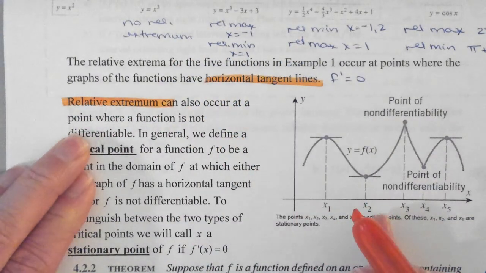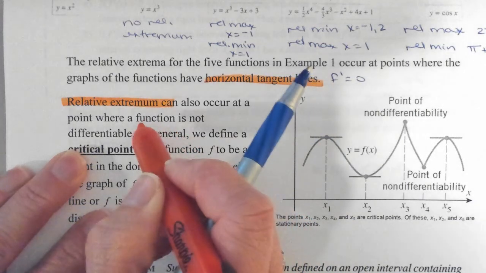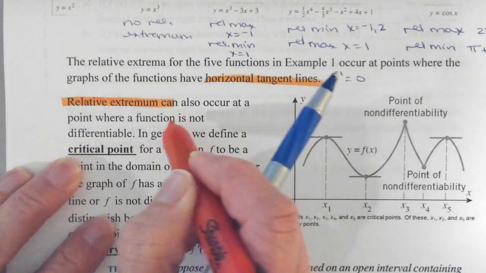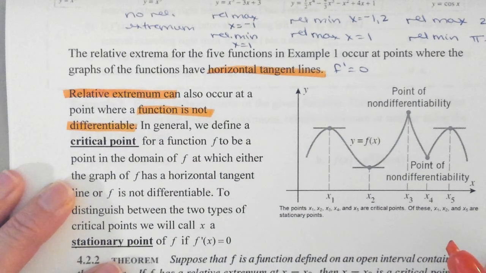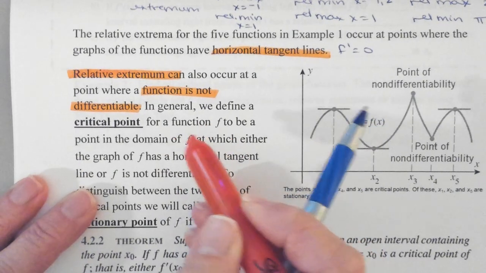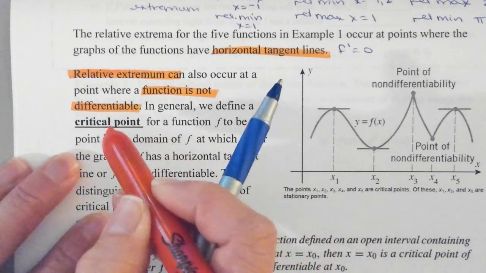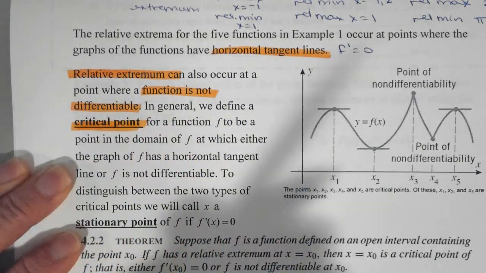What you need to understand is that a relative extremum can also occur at a point where a function is not differentiable. You remember we talked about those? What were those three unique situations? A cusp, a vertical tangent line, which won't occur for this, but is one of the scenarios I'm talking about, and then the last one is the sharp point.